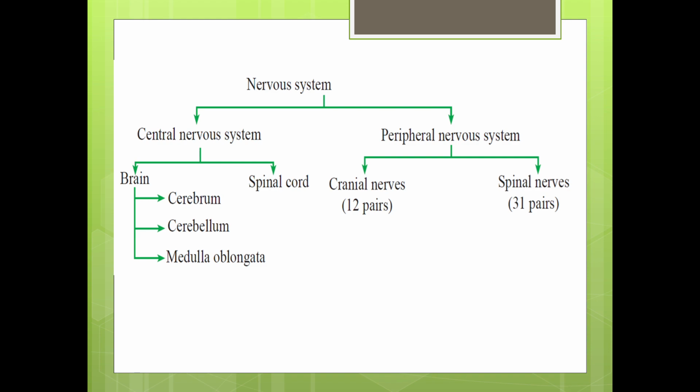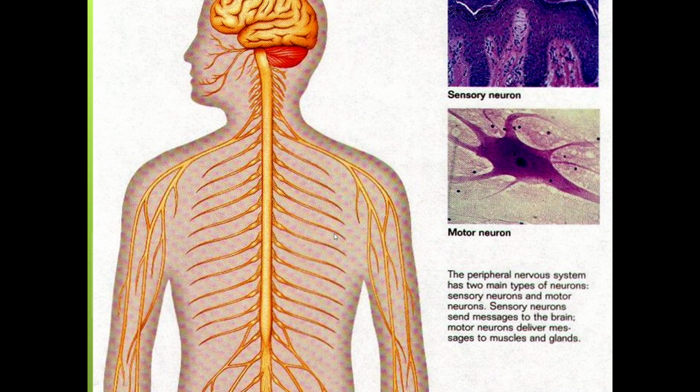In the brain there are three major parts: cerebrum, cerebellum and medulla oblongata. The peripheral nervous system is composed of 12 pairs of cranial nerves, the nerves arising from the brain or connected to the brain, and spinal nerves, nerves connected to the spinal cord, 31 pairs. Let's study about the central nervous system and the peripheral nervous system in more detail.